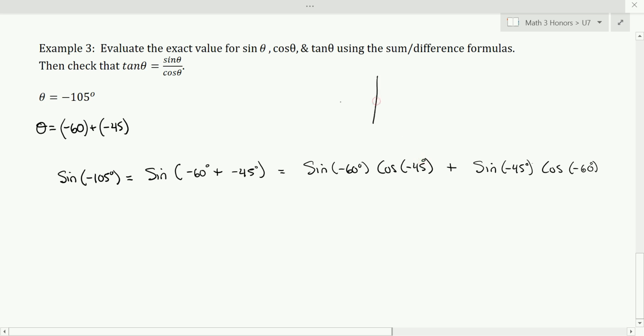So if I draw my quadrants, for negative 45, that would be in quadrant 4. So the cosine would be positive root 2 over 2. The sine would be negative root 2 over 2. So right beneath the cosine of negative 45, that's going to be positive root 2 over 2. Beneath the cosine, or sorry, the sine, that's going to be my negative root 2 over 2.